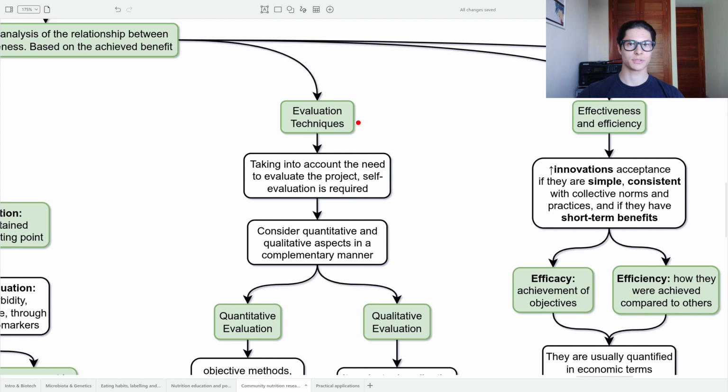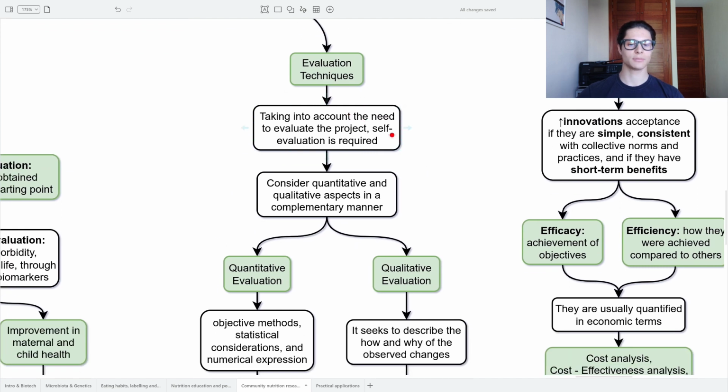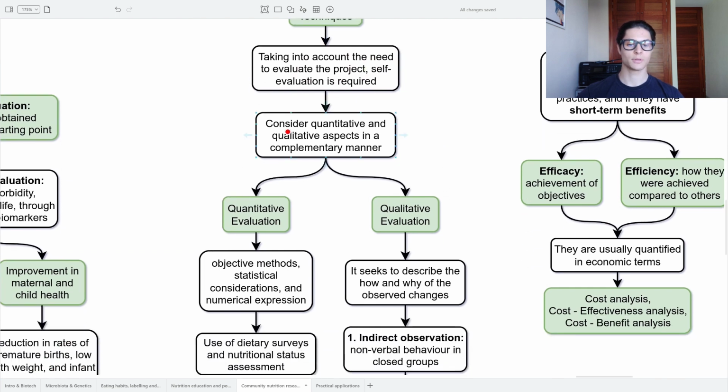And then we have the evaluation techniques. So here we have to take into account the need to evaluate the projects, so the ones we said before, and the self-evaluation is required here. We have to consider the quantitative and qualitative aspects in a complementary manner.